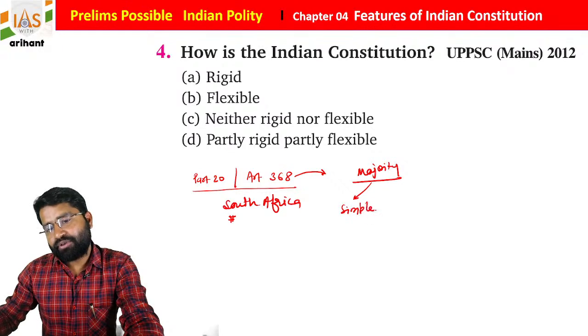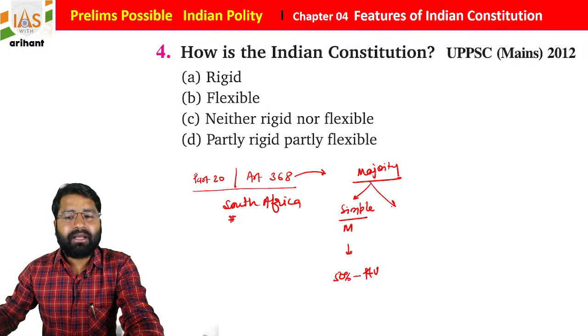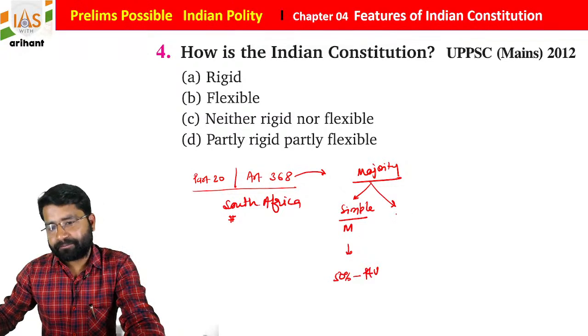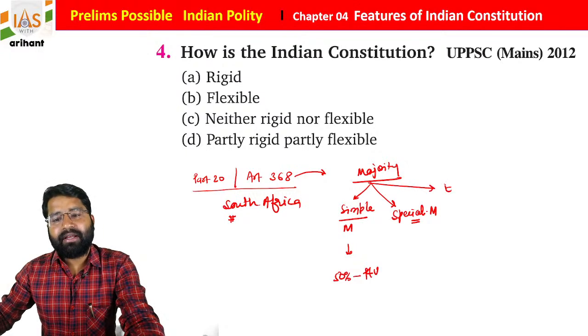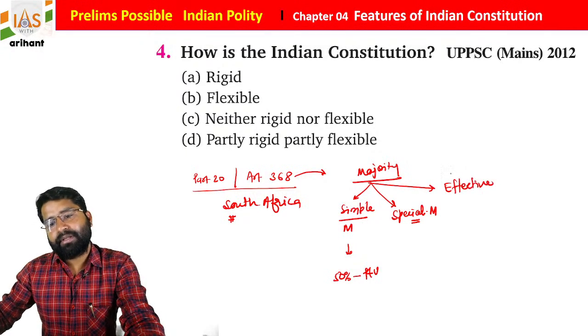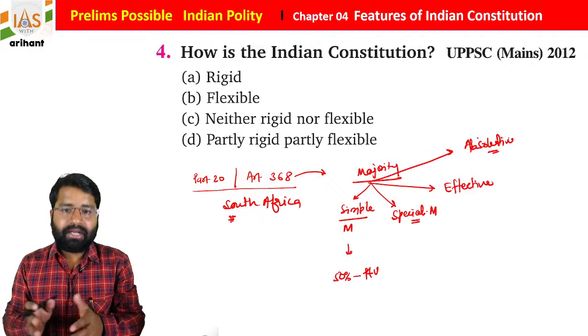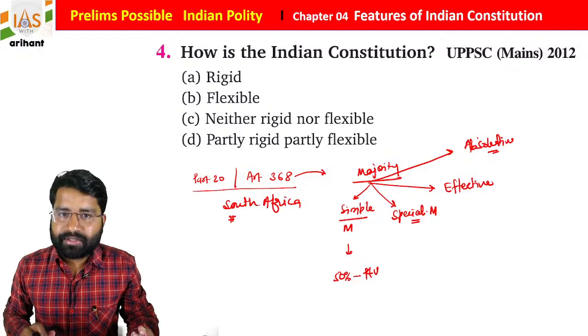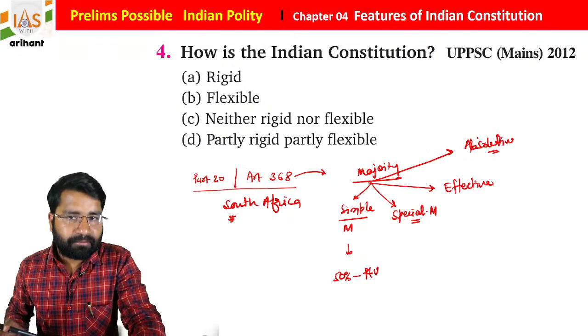Somewhere a simple majority is required. In simple majority, it is 50% of those present and voting. Very simple. After that, at some places you require a special majority, some places you require an effective majority, and some places you require an absolute majority. So a different type of majority is required for any type of change in our Indian Constitution. This is for these different specific provisions, students.